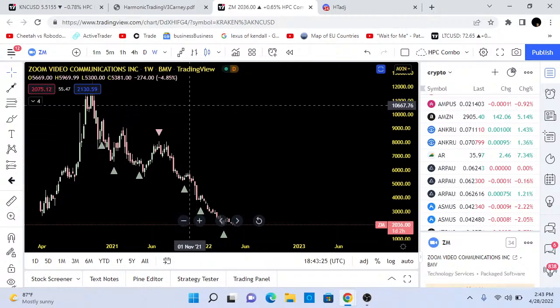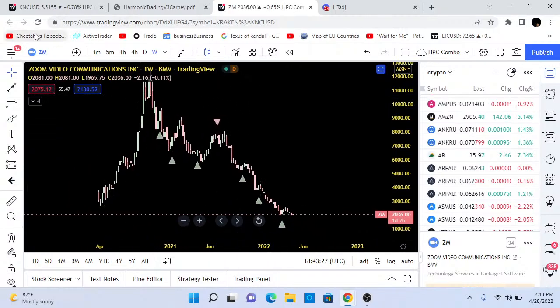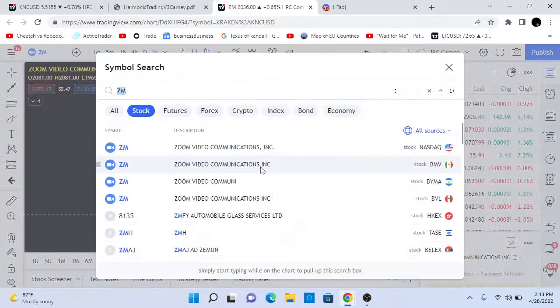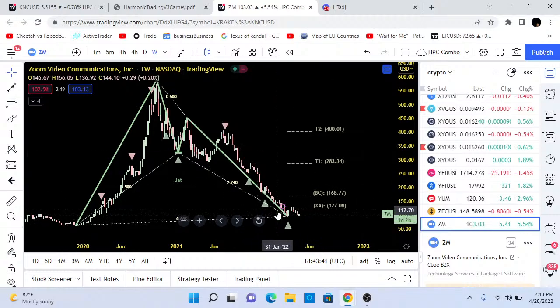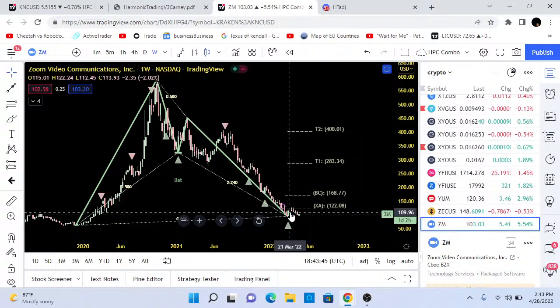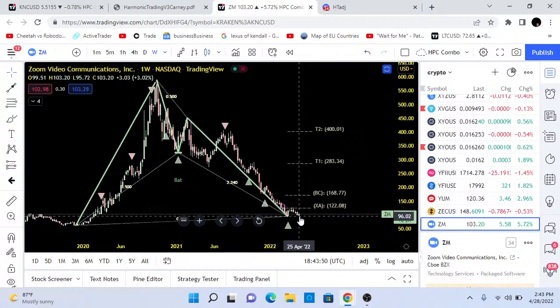Here's Zoom. No, wrong exchange. Zoom on the American Exchange on NASDAQ. There you go. Zoom, I talked about that the XA level was at 122, but the larger level of terminal bar and where that real stabilization occurred was as low as I think 95, 97.